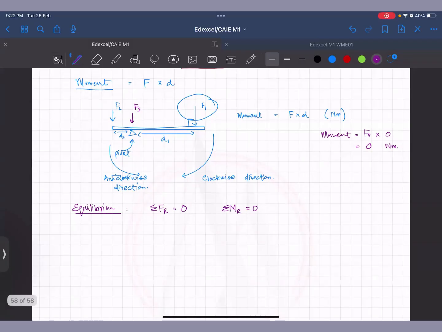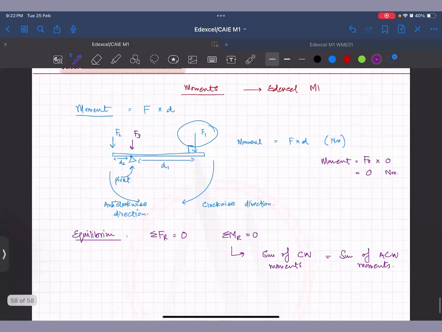So if something is in equilibrium, then the law of moments says that the sum of clockwise moments would be equal to the sum of anti-clockwise moments. So the moments would be cancelling each other out. These two conditions would be met for a certain object or system in equilibrium.